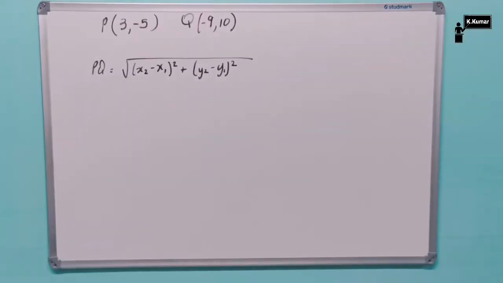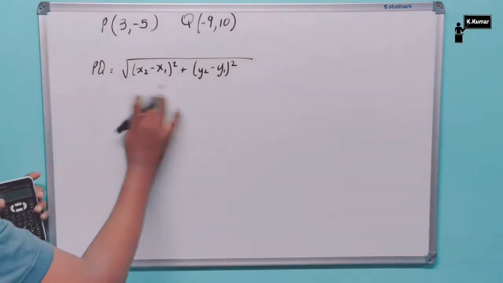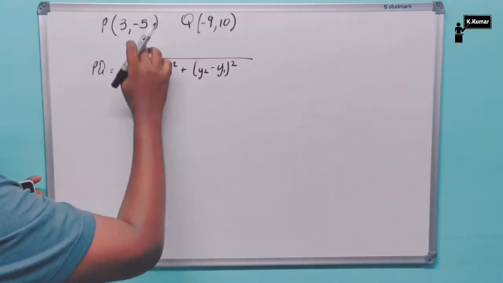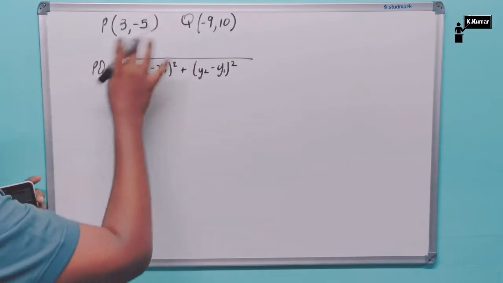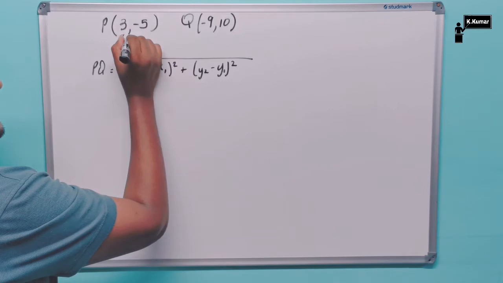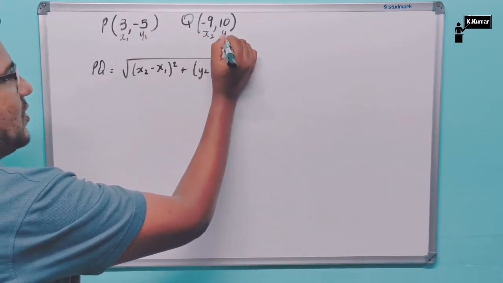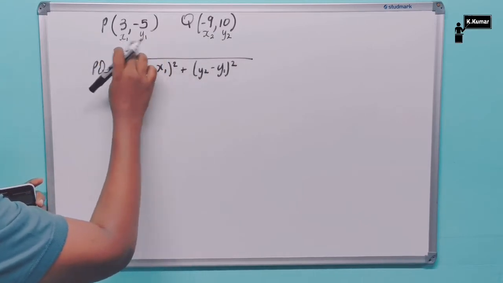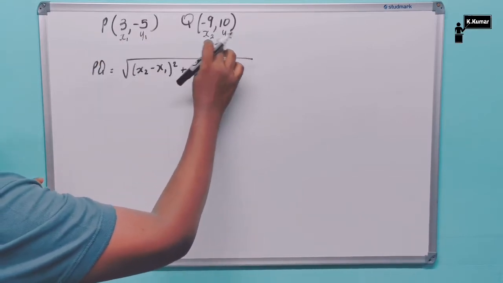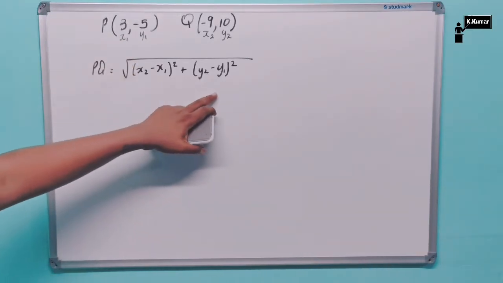From the question, we write down our 2 points. We have P is (3, -5) and Q is (-9, 10). So we have to find the length of PQ. Before we go to this, we have to assign x and y to our 2 points. Since this is the first point, we say this is x1, y1, and this is x2, y2. So the first point is x1, y1, and the second point is x2, y2. Now what we have to do is substitute these values into the formula.